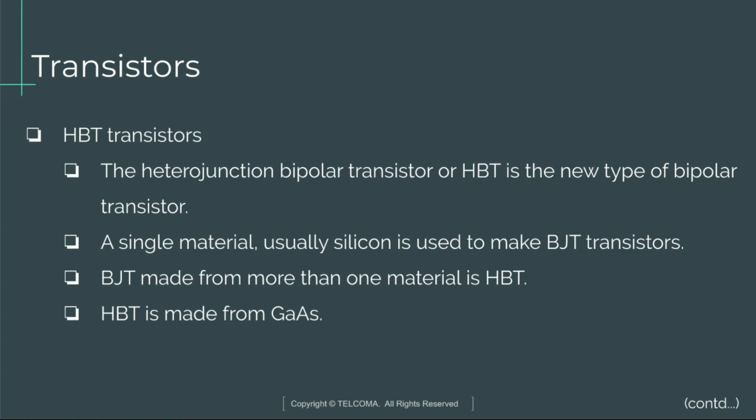Next is HBT transistors. There is a new type of bipolar transistor available today called the heterojunction bipolar transistor, or HBT. Originally, BJT transistors were only made from a single material, usually silicon. However, somewhere it was discovered that if you make a BJT from more than one material, you can oftentimes improve its performance in some meaningful way, which is HBT. In simplified terms, HBT is just a BJT made from more than one material. So a BJT made from silicon is called a BJT, but a BJT made from GaAs is called an HBT. And when material changes, the transistor type also changes.